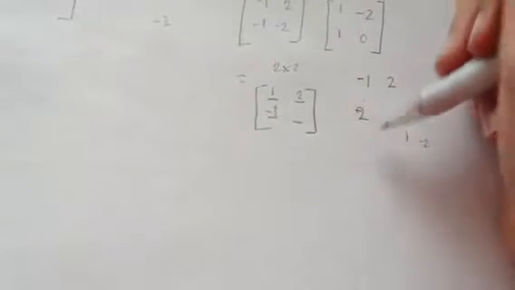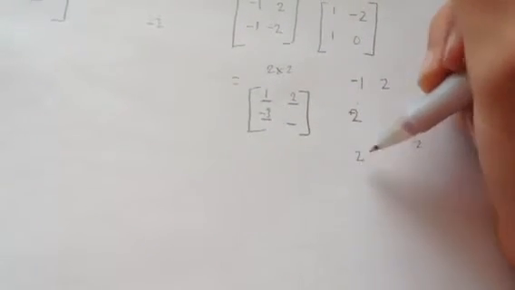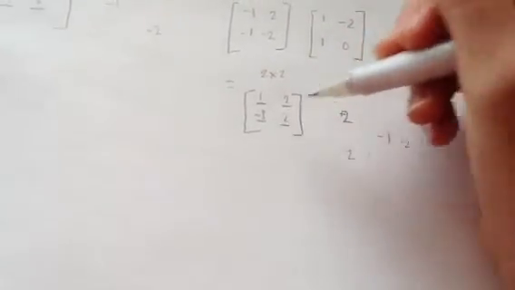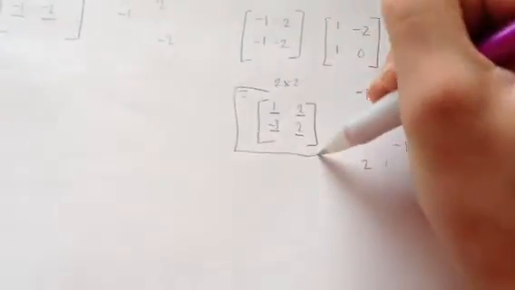Then -1 times -2 is 2. Then -2 times 0 is 0, so 2. And that is your answer.